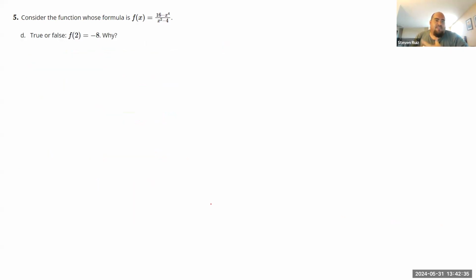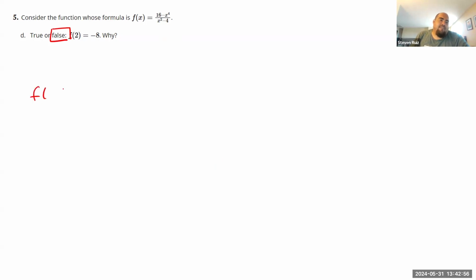Moving on, and I talked about this at length in part C: true or false, f of 2 equals negative 8? The answer to that is false. Just to reiterate, why is that false? I just said the limit was negative 8. So why can I not say this function is equal to negative 8 when x equals 2?